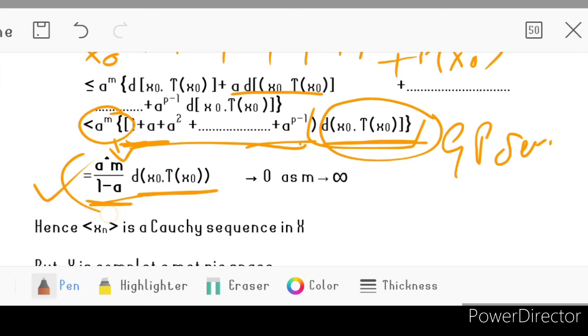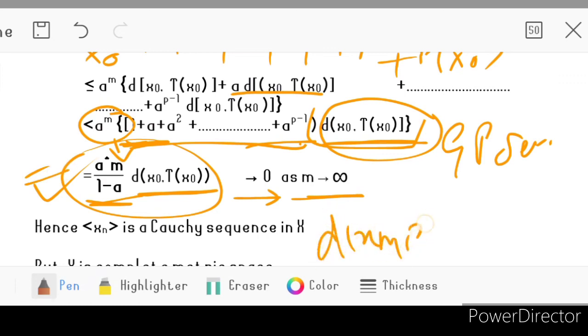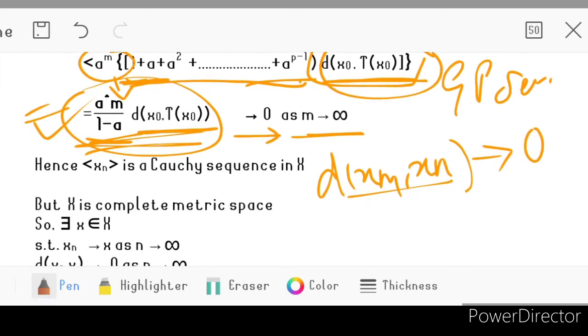This whole term will approach 0 as m tends to infinity, and your left hand side was the distance between xm and x naught. So if this term is tending to 0, then this will also tend to 0, and this is what we have to prove in order to prove that xn is a Cauchy sequence in X.